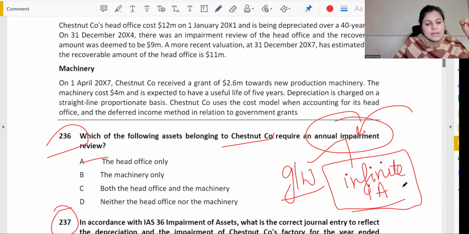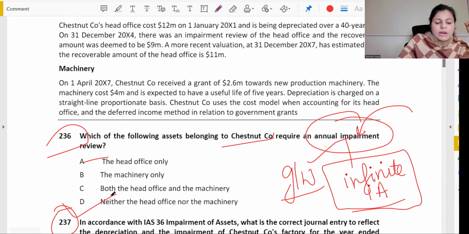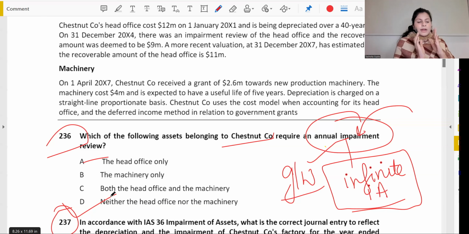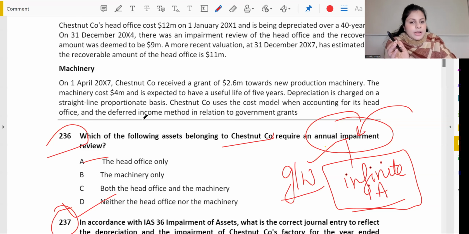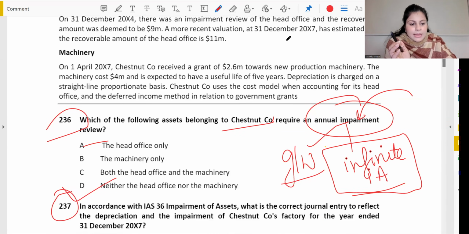What should be my answer here? Neither head office nor the machinery, because both of them are neither goodwill nor infinite life intangible asset. So my answer is D.